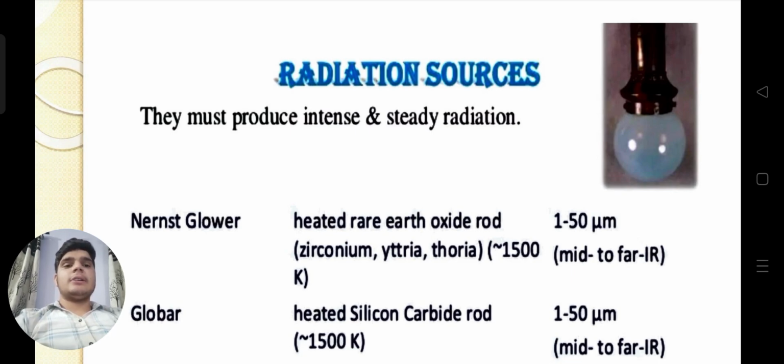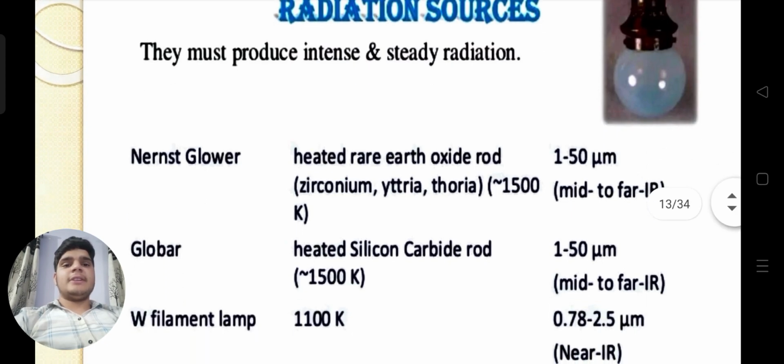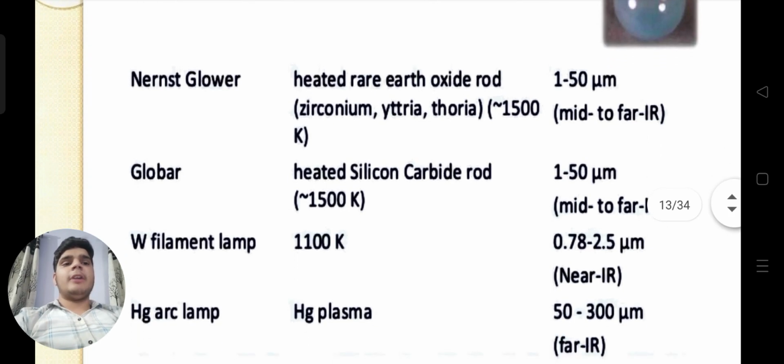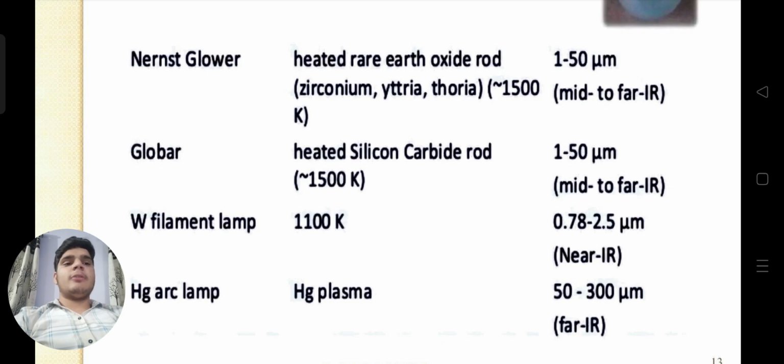As we see, the Nernst Glower has the composition of a heated rare earth oxide rod made up of zirconia, yttria, and thoria, at a temperature of nearly 1500 Kelvin, with a range of 1 to 50 micrometers, mid to far IR, including parts of near IR. The second one is the Globar. It is made by heating a silicon carbide rod at a temperature of 1500 Kelvin, and it also has a range between 1 to 50 micrometers, from mid to far IR radiation.